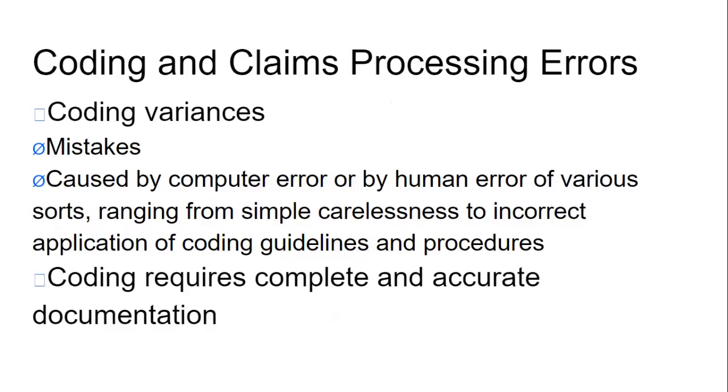Coding and claims processing errors. What can be some errors? Coding variances, mistakes caused by computer error or by human error of various sorts, ranging from simple carelessness to incorrect application of coding guidelines and procedures. And coding requires complete and accurate documentation.